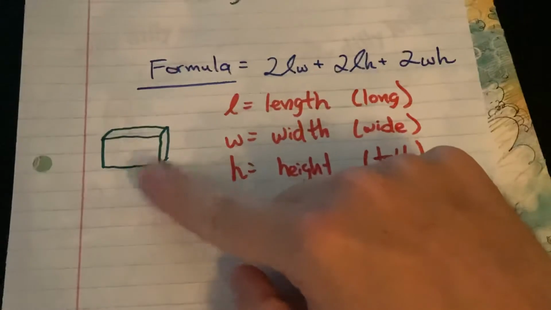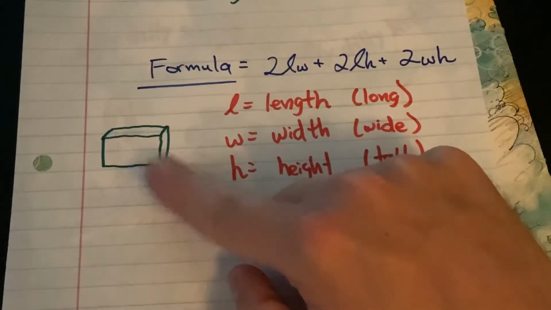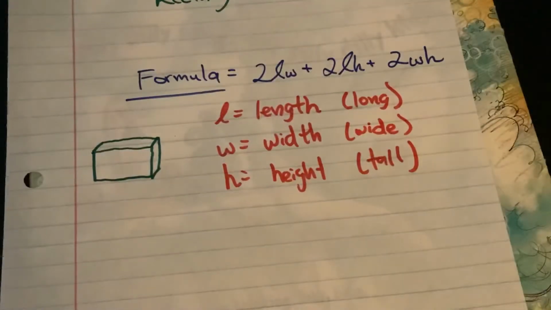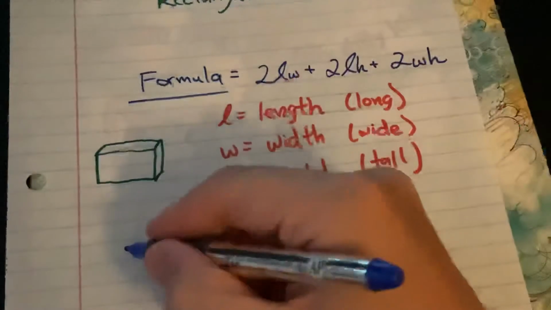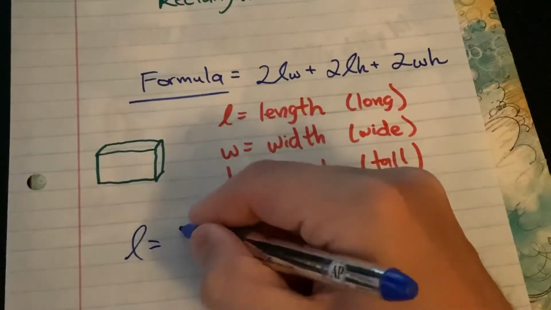Okay, so in your Google Doc, you're going to get a shape that looks like this, and then it's going to tell you what L is. It's going to tell you what W is. And it's also going to tell you what H is. So let me do a practice one here. Let's pretend L is 4.